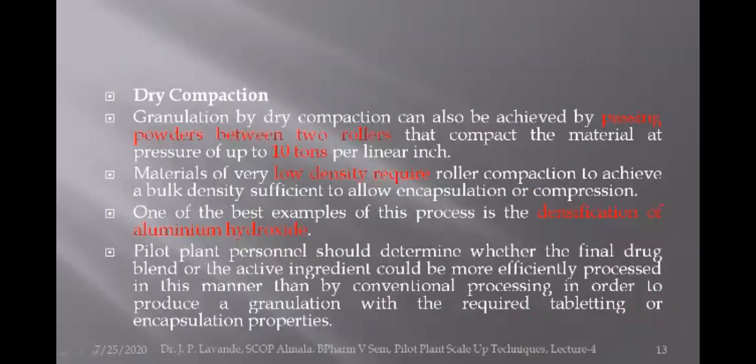Dry compaction. Dry compaction is a process where there is no need to add a wet binding mass. Directly compressible excipients are selected and subjected to compaction. Granulation by dry compaction can be achieved by passing powders between two rollers that compact the material at a pressure of up to 10 tons per linear inch.